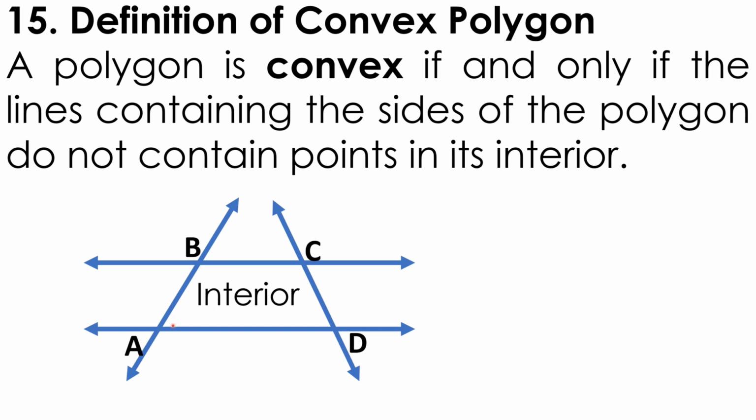Therefore, polygon ABCD is what we call a convex polygon, because inside it, considering only polygon ABCD, we can see that there are no points in its interior. So therefore, we can conclude that this polygon is a convex polygon.